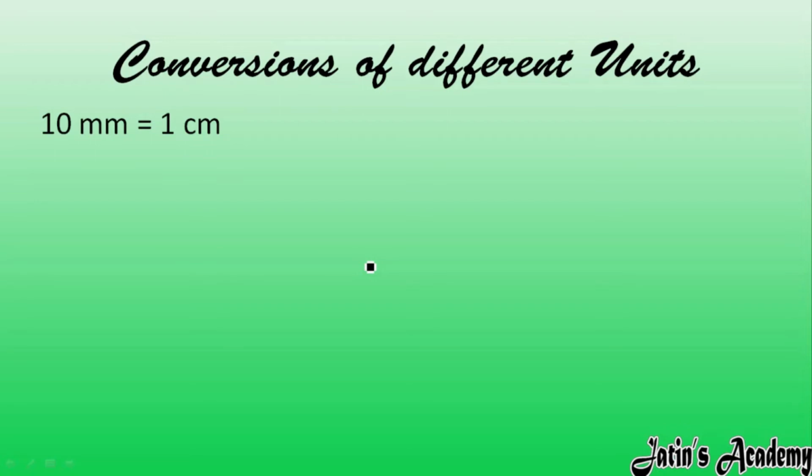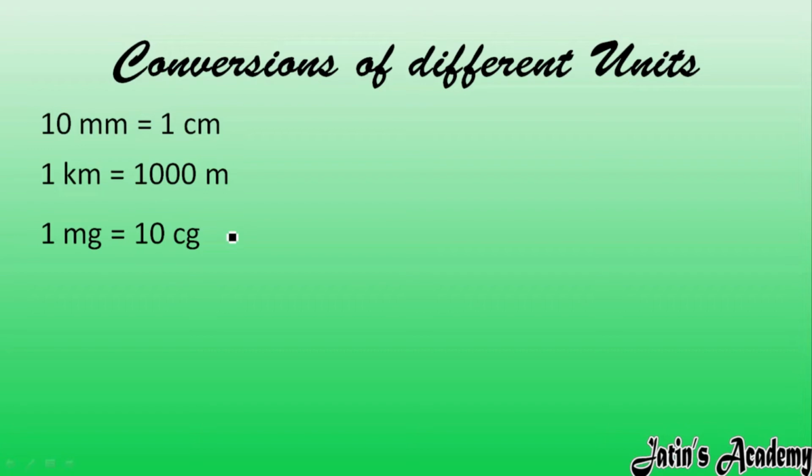Next we have 1 kilometer is equal to 1000 meter. If I want to change kilometer to meter or meter to kilometer, I will use this relation. I will tell you in the numericals also how to use this relation. Firstly, you have to remember all these relations. Next we have 1 milligram is equal to 10 centigram.